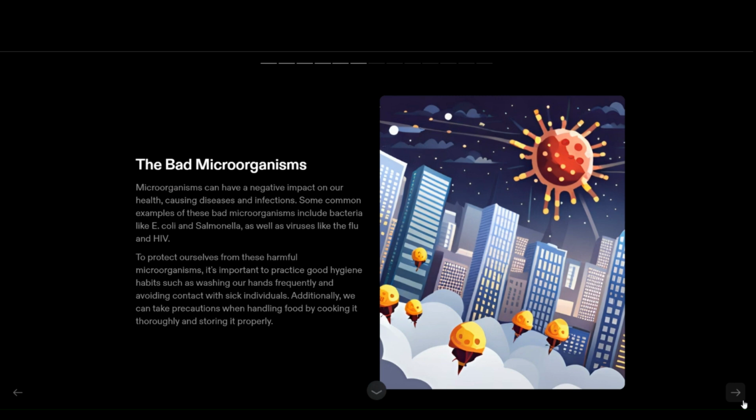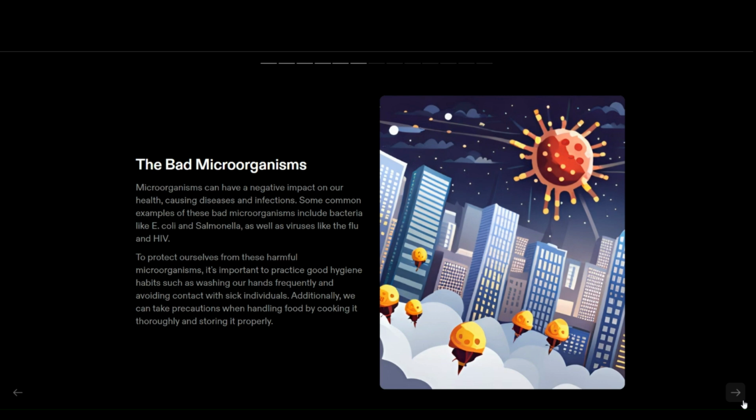Bad microorganisms. These microorganisms can cause diseases in humans, and mosquitoes and flies are the carriers. These carriers are agents who carry infections like typhoid, cholera, tuberculosis, and so on, and they land on us and spread it to us. Also viruses, like HIV and COVID-19.